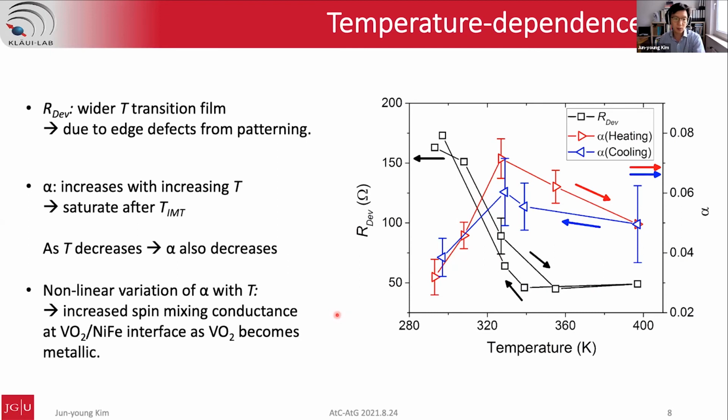Then we found this nonlinear variation of alpha with temperature to be the effect of this increased spin mixing conductance as the VO2 becomes metallic. So hence it's increased at the high temperature.